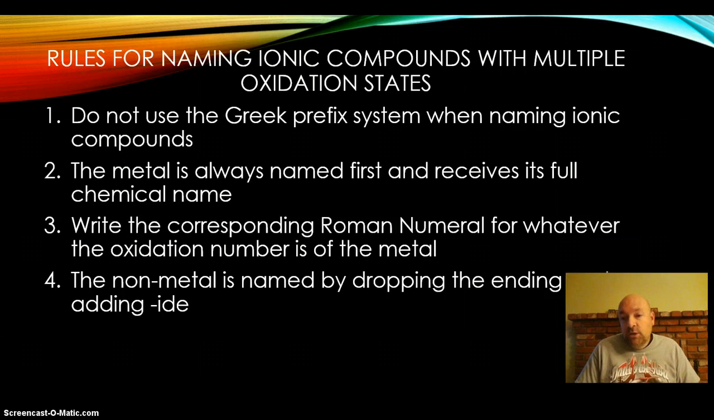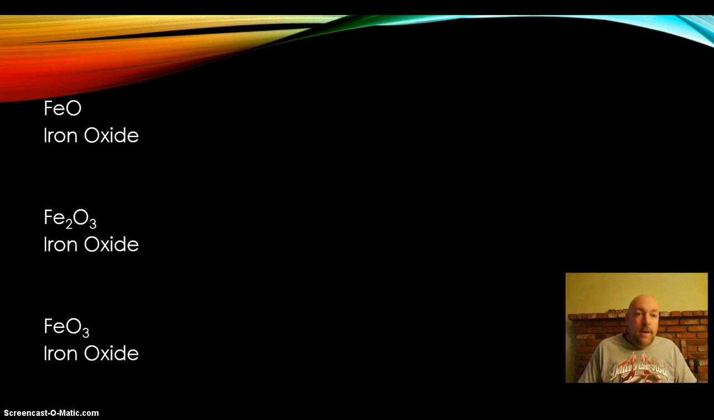So if the oxidation number is 2, then we put the Roman numeral for 2. If it was 4, we put the Roman numeral for 4. That's all that changes. Everything else is done exactly the same. So that's the nice thing about naming, is a lot of our naming procedure remains the same. It's just a little quirk here or there. And as long as you can remember those little quirks, then you're fine.